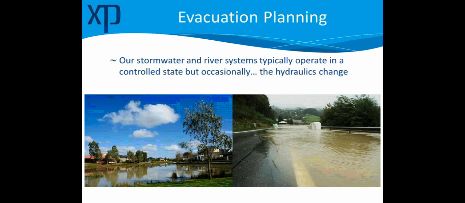So why are we talking about evacuation planning? Our stormwater and river systems typically operate in a controlled state and provide amenity to the communities that live around them, as we can see on the left-hand side there. But occasionally the hydraulics change. We get a lot of rainfall and extra water in the system, and then we have to deal with the flooding, and we need to plan for this eventuality.